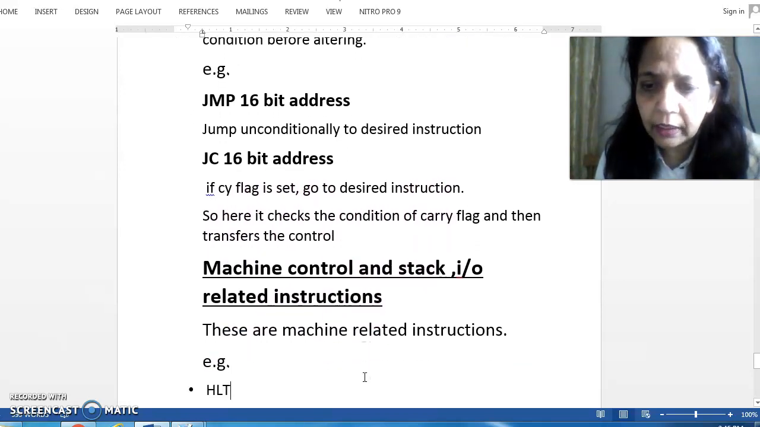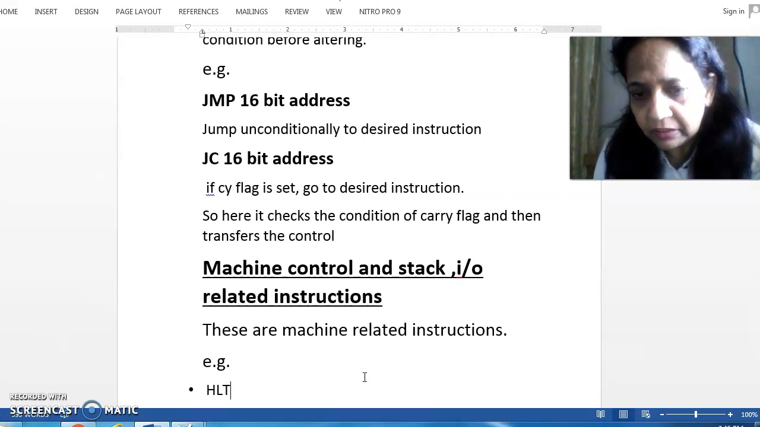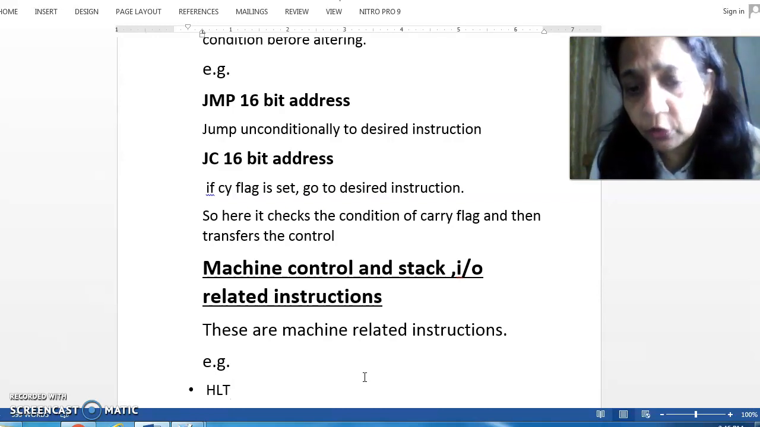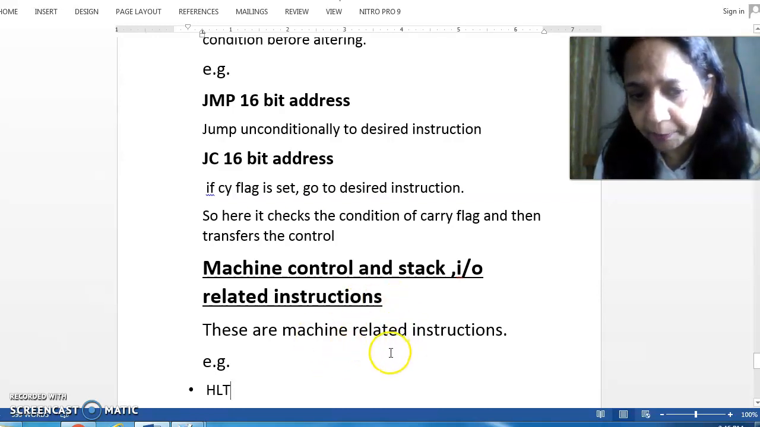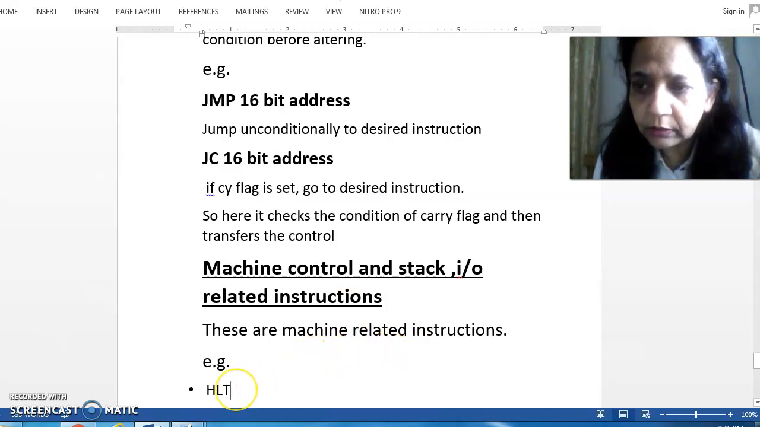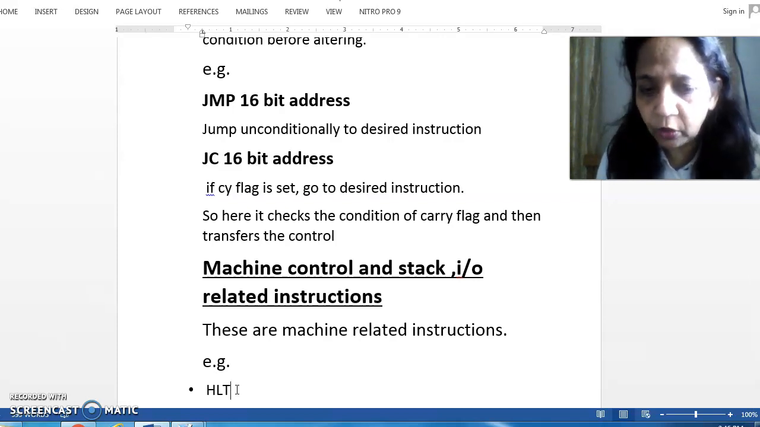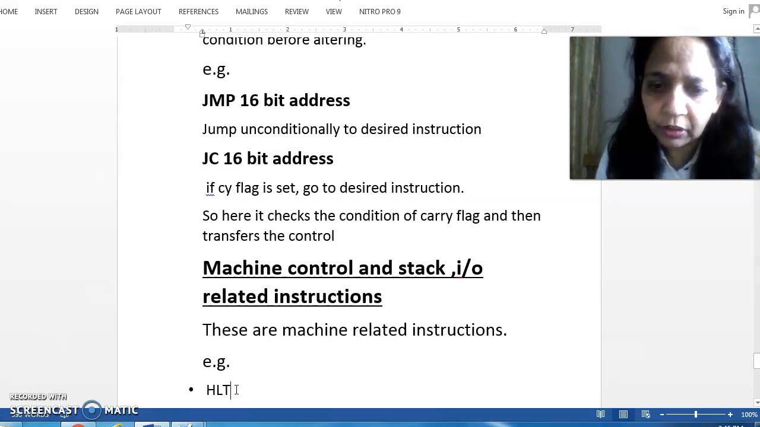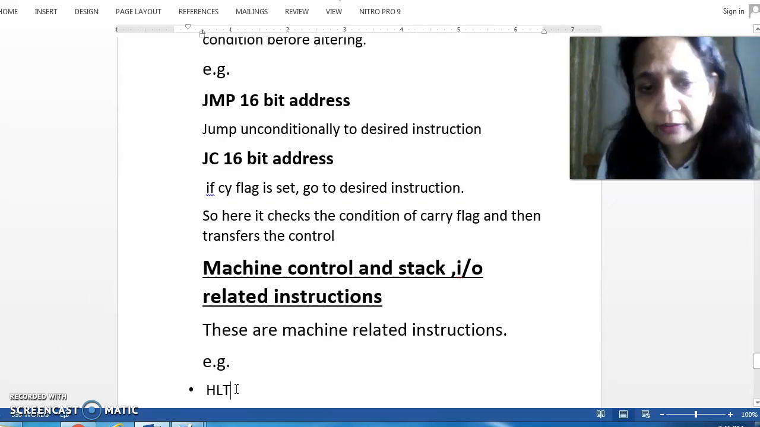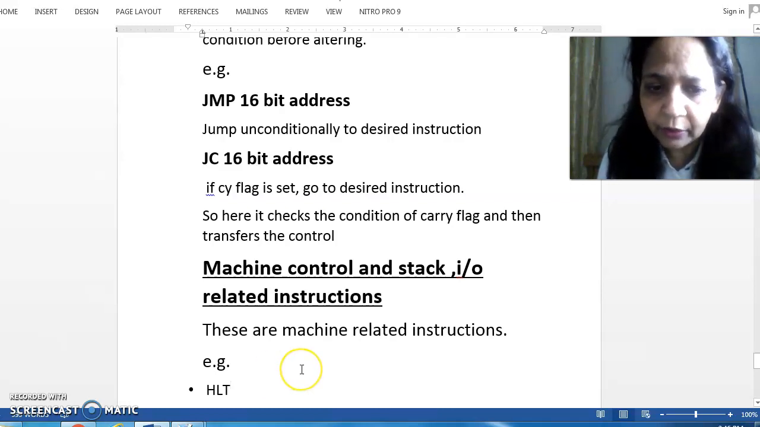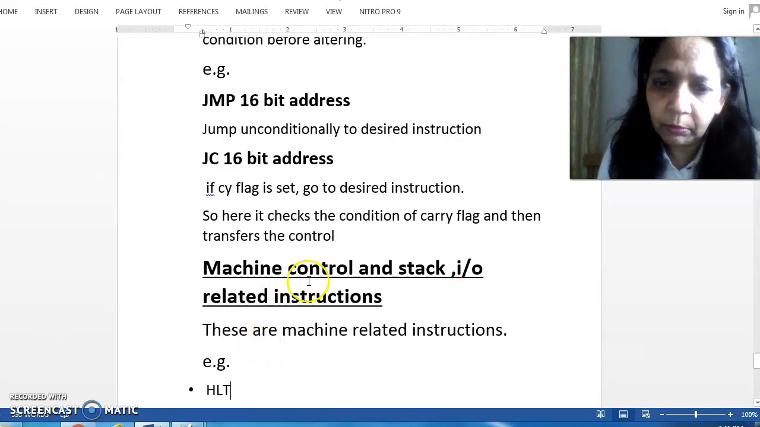Machine control and stack or IO related instructions are another group of instructions. Basically, whatever instructions are given to the microprocessor come under this category. For example, HLT is nothing but halt, which means the microprocessor has to suspend or stop the normal sequence of instructions. This is a machine control instruction. There are stack related and IO related instructions also in this group. We can give examples later, when we study in detail the machine control and stack and IO related instructions.